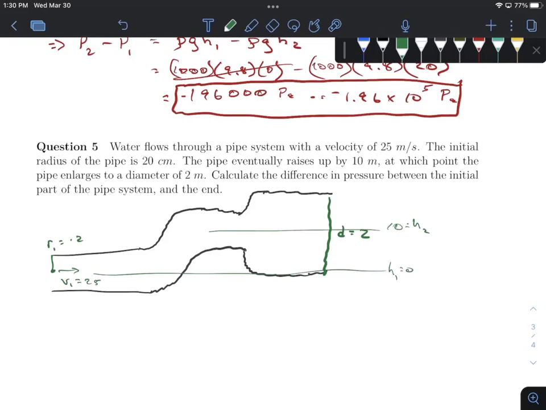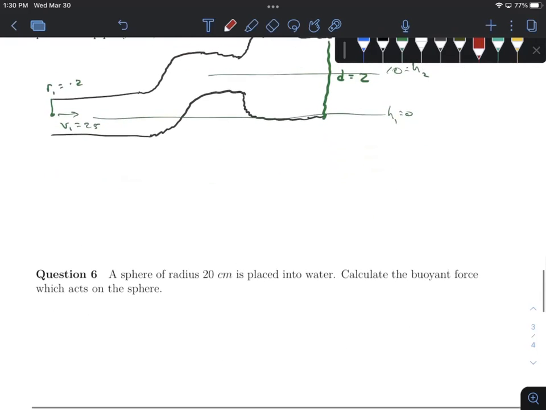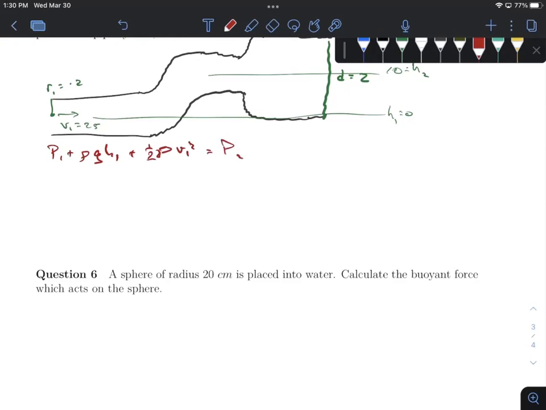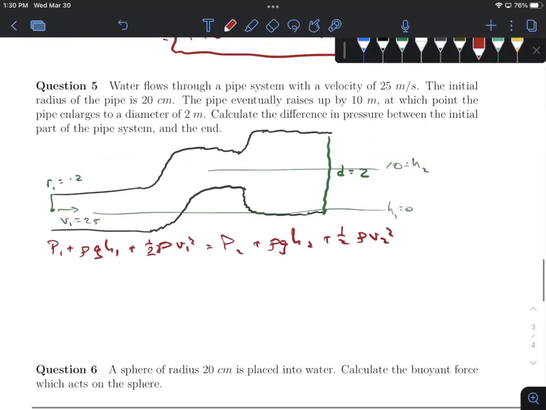And what do I want? The difference in pressures. So I get back to Bernoulli. P1 plus rho GH1 plus 1/2 rho V1 squared is P2 plus rho GH2 plus 1/2 rho V2 squared. Do I need all of these terms? Well, I need the height term because the pipe system moves up by 10 meters. So I need to keep height. Velocity term, the pipe changes size. So I need to keep the velocity term. Okay, so there's no term I could cancel out this time. I need everything.